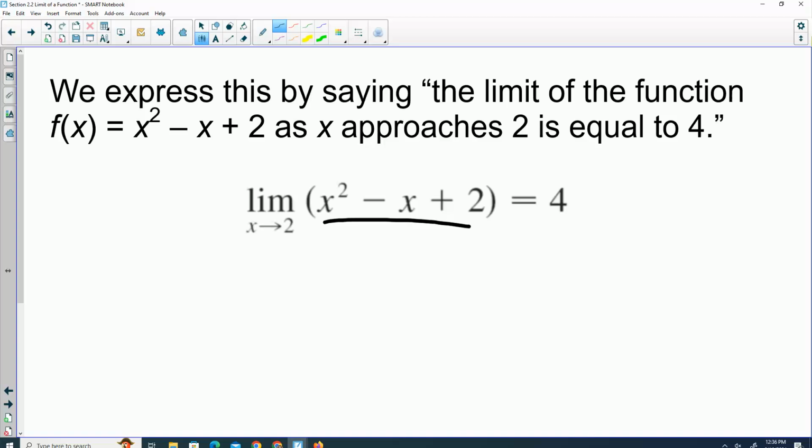So, as our x's are getting closer to 2, the y is getting closer to 4. That's our notation that we're going to see.